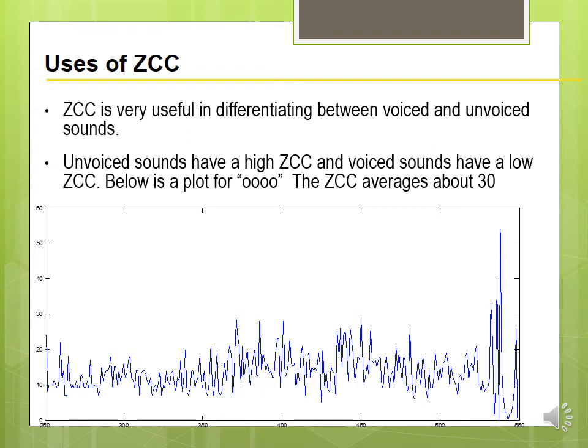ZCC is very useful in differentiating between voiced and unvoiced sounds. Unvoiced sounds have high frequencies, like the fricatives, and they have high ZCCs. Voiced sounds have low ZCCs. For example, this is the short-time zero crossing count for the sound of O, a voiced sound. You can see that we are averaging around 30.